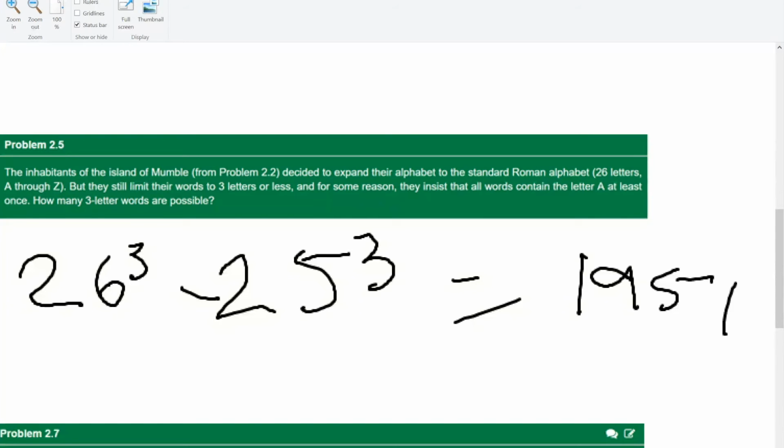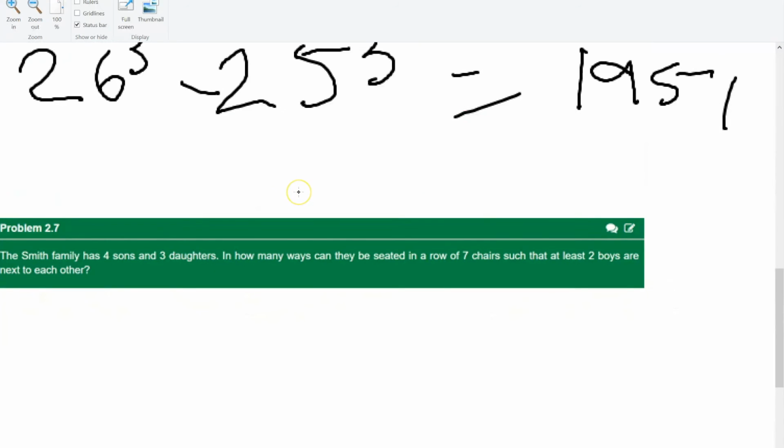Now that we concluded our discussion about complementary counting, we have a problem for you to solve. This is problem 2.7 of section 2.3. The Smith family has 4 sons and 3 daughters. In how many ways can they be seated in a row of 7 chairs such that at least 2 boys are next to each other?